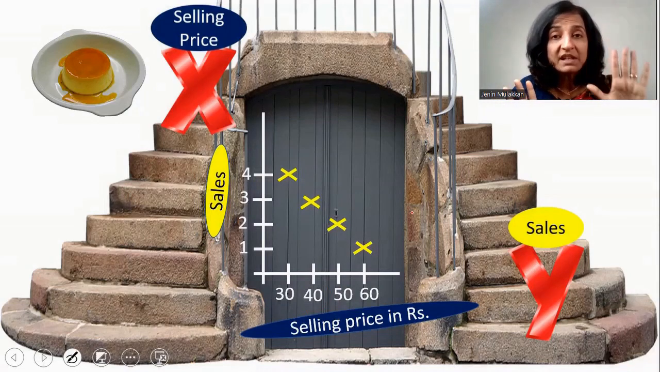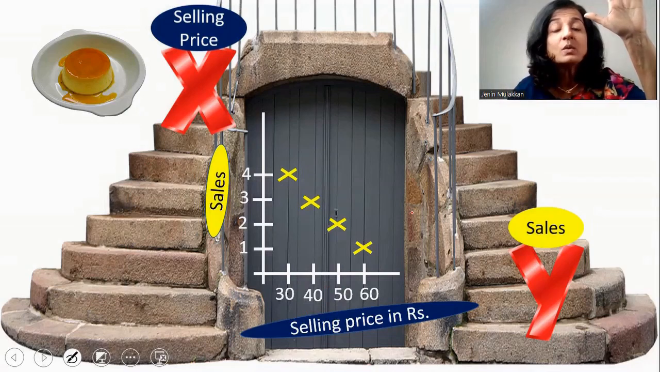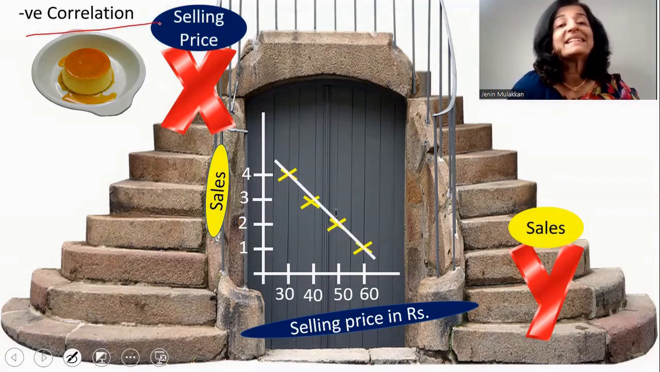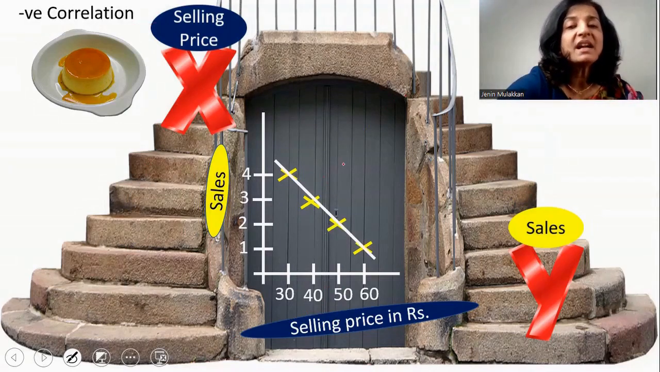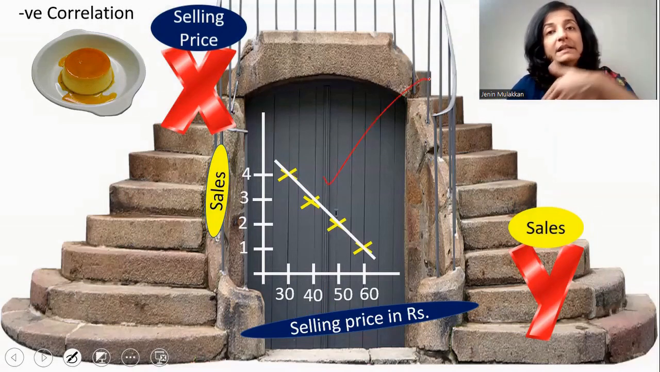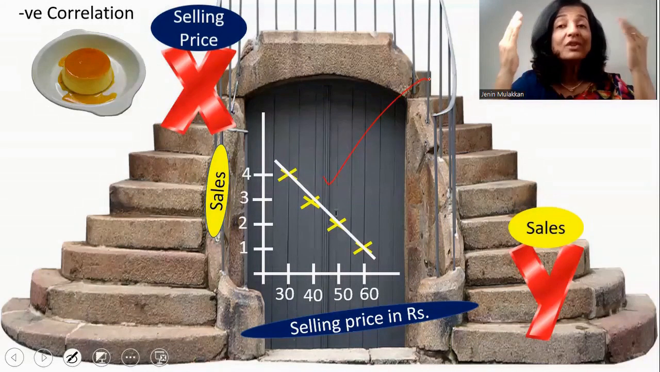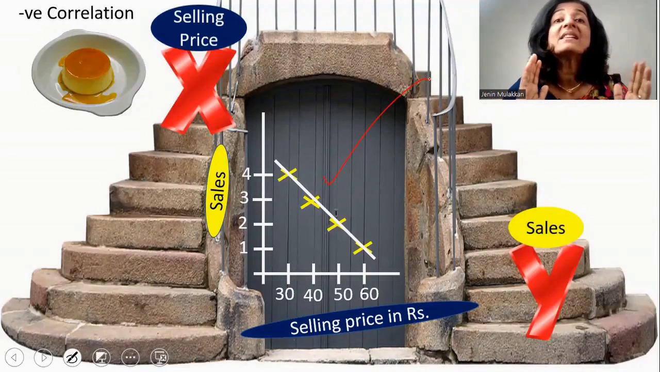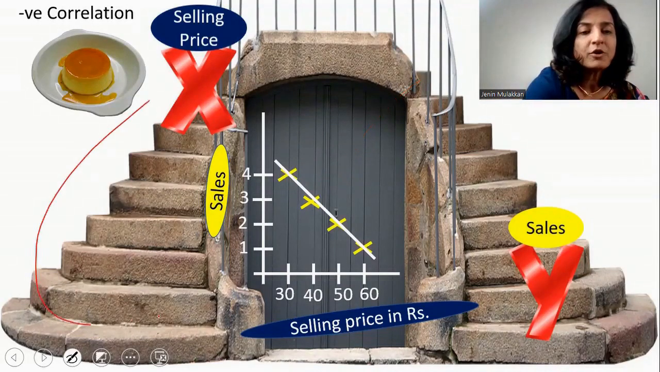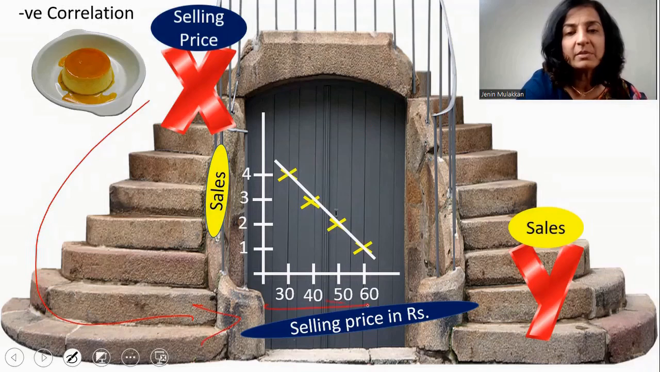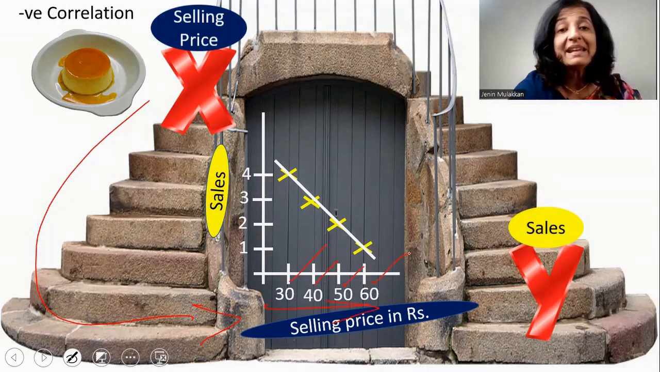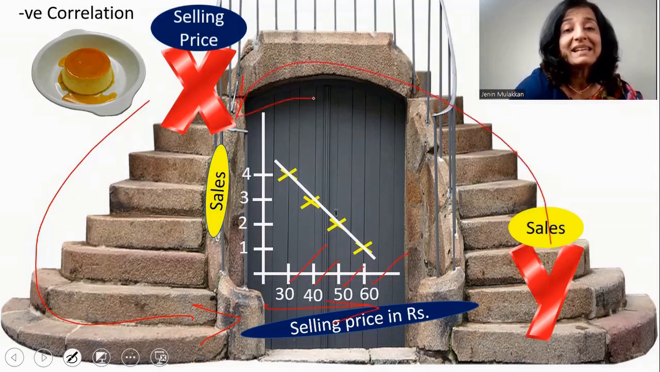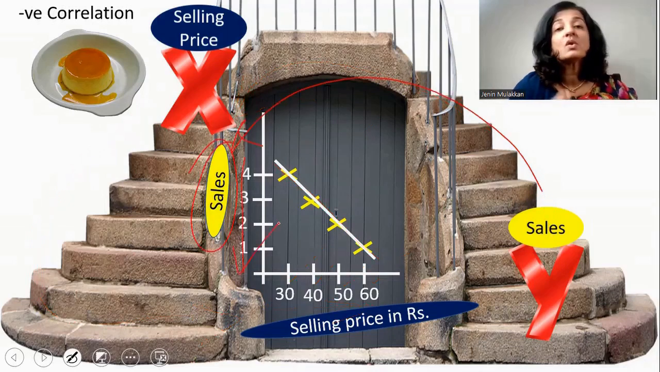So this relationship, that is when x increases, y reduces, it is known as negative correlation. Whenever the graph appears like this, that is a downward sloping curve, then we should immediately understand that it is a negative correlation. That is, for any increase in the x variable. See, x variable has increased from 30 to 40, 40 to 50, and 50 to 60. Then immediately the y variable, that is the sales, it is dropping. So this is the meaning of negative correlation.